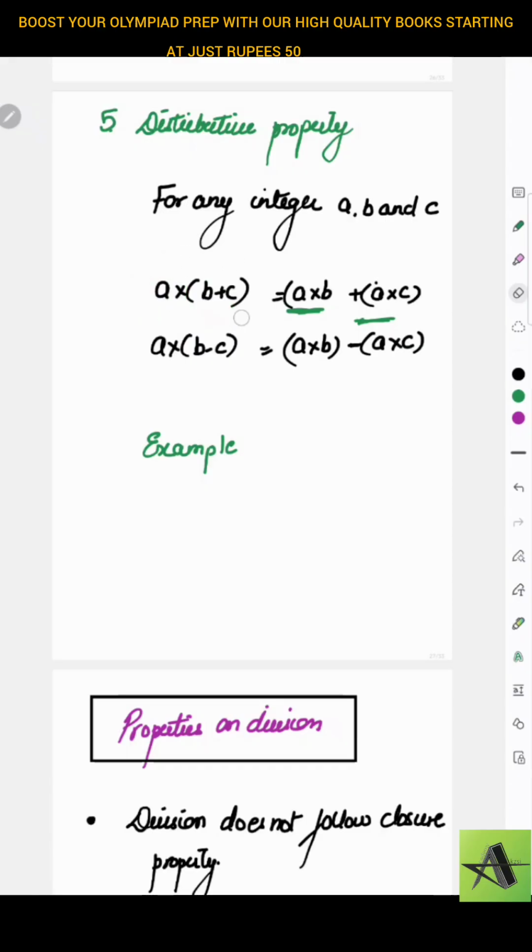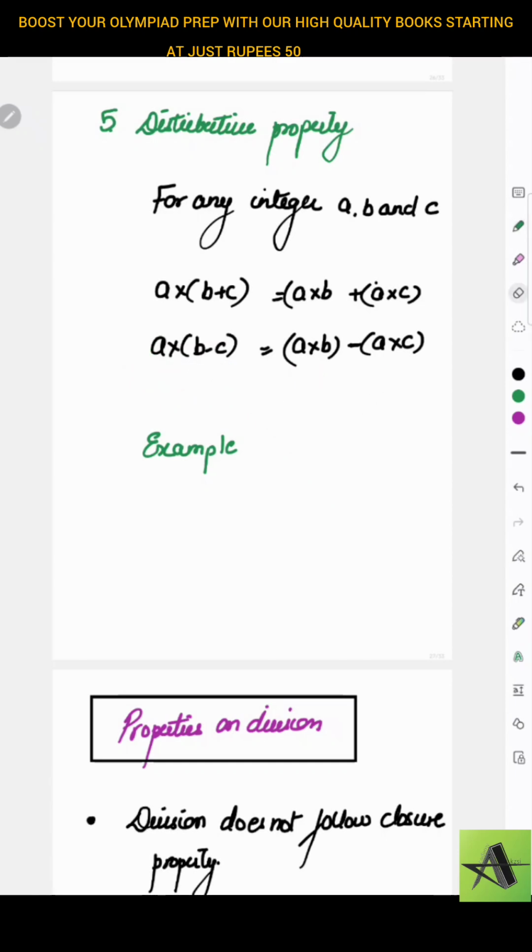Similarly, I can apply this in case of subtraction. Here a is outside and b minus c, these two terms are inside the bracket. I can multiply a and b, which is here, and a times negative c, which is here. So that's called distributive property.